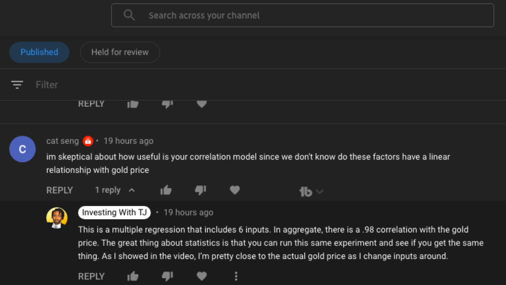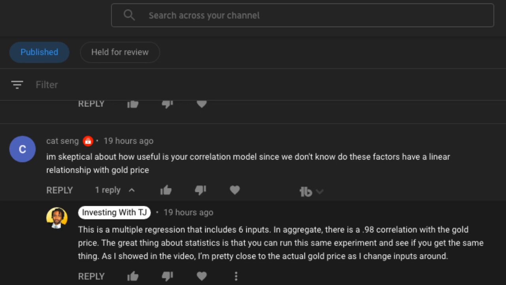And then I said, the great thing about statistics is that you can run the same experiment and see if you can get the same thing. So again, I'm using publicly available information. This is something that anybody can do. The thing is, I'm doing it because I'm interested in it, but also I know how to do it pretty easily. So if you wanted to do it, you could, but if you don't know how to do it, it might take you some time to learn how to do it and then get all the spreadsheets, then try to figure out how to do the multiple regression, so on and so forth.